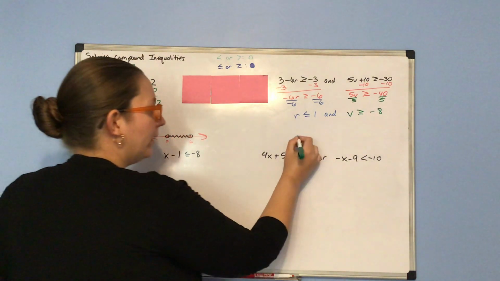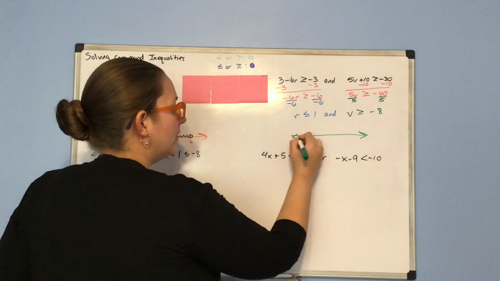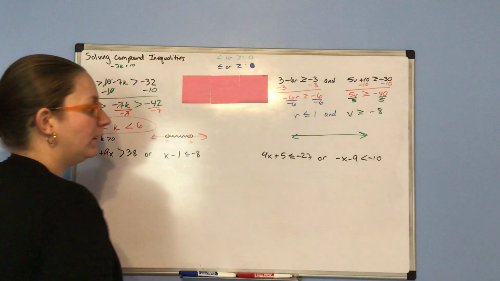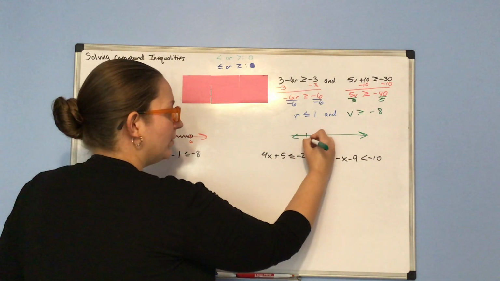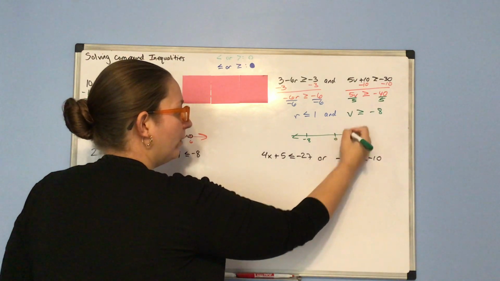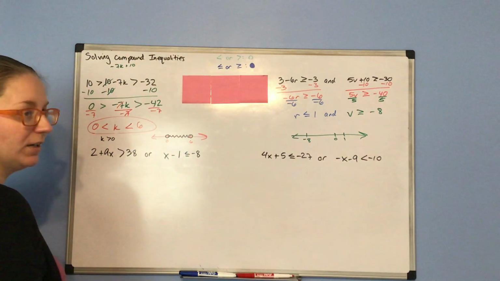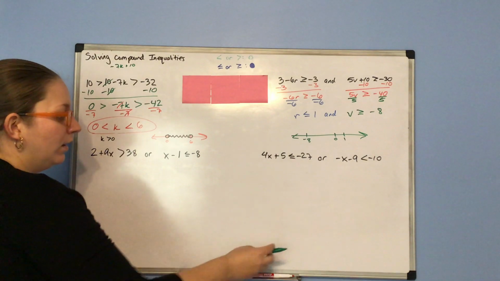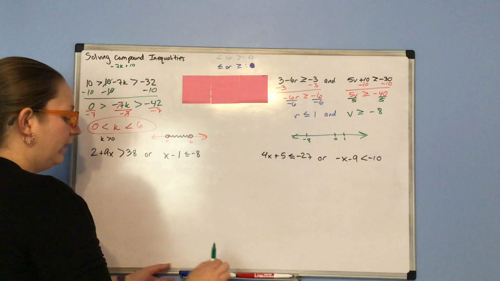Let's make our number line graph. So my two numbers are 1 and negative 8. Negative 8 would be off to the left somewhere, 0 would be somewhere, and then 1 would be closer to 0. It's not very to scale, but you get the idea. What is my graph going to look like?